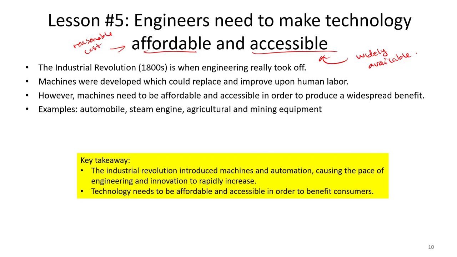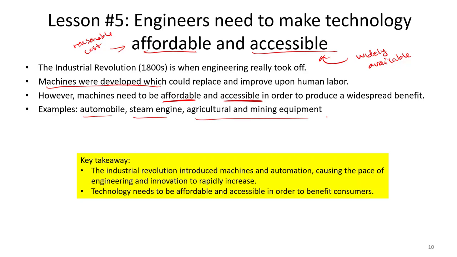So, key thing to think about here is the Industrial Revolution in the 1800s. This is when engineering really took off because machines were developed. And these machines could replace and improve upon manual human labor. But machines needed to be affordable and accessible in order to produce a widespread benefit. And there are examples in history where people developed some very nice machines, but if they were not affordable and accessible, they were unable to make a huge impact. Some good examples include automobile, steam engine, and agriculture and mining equipment.